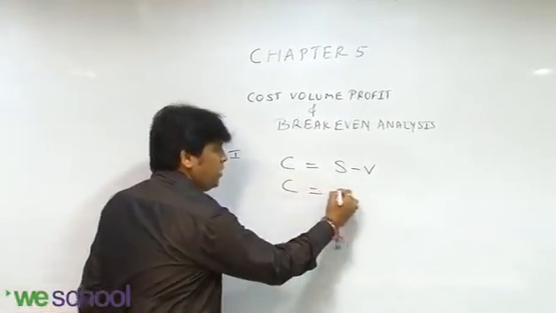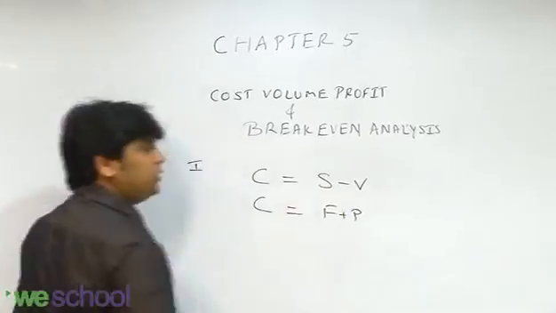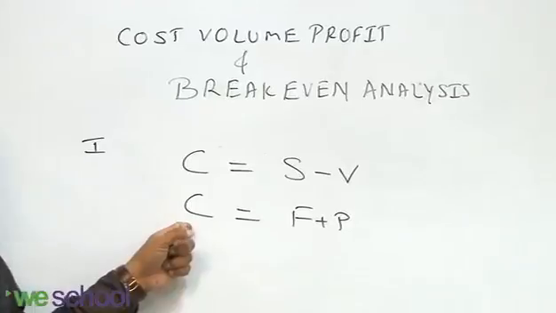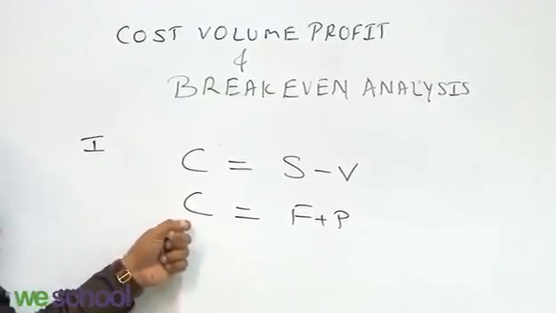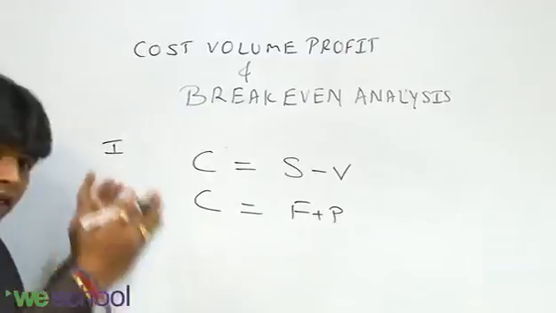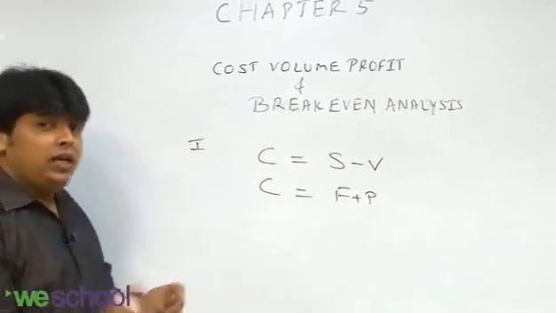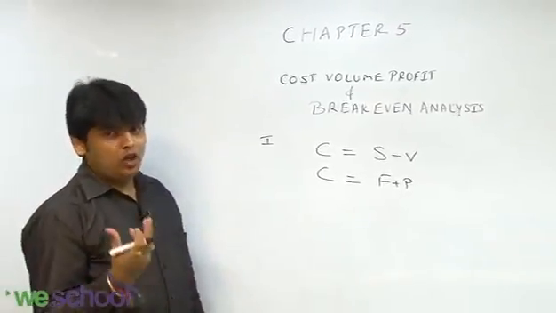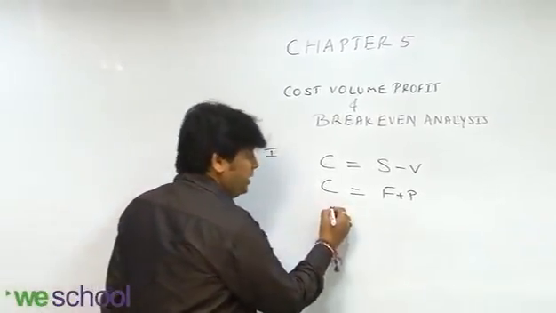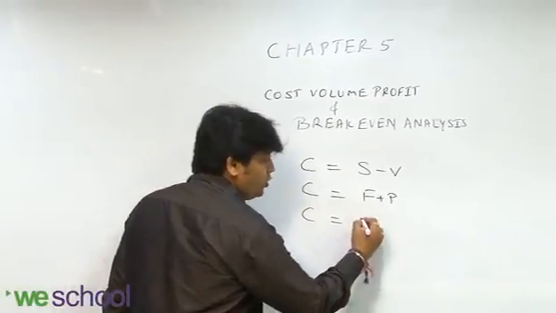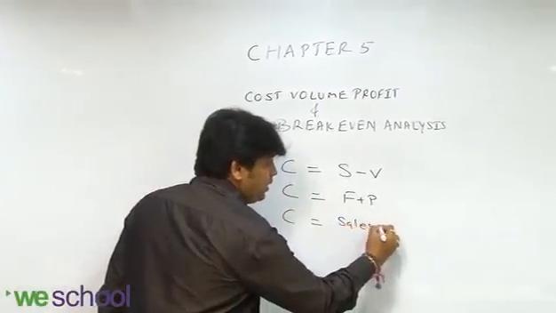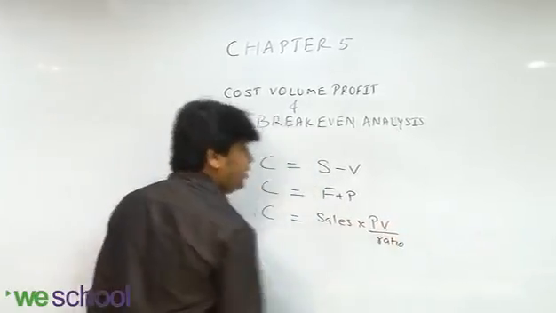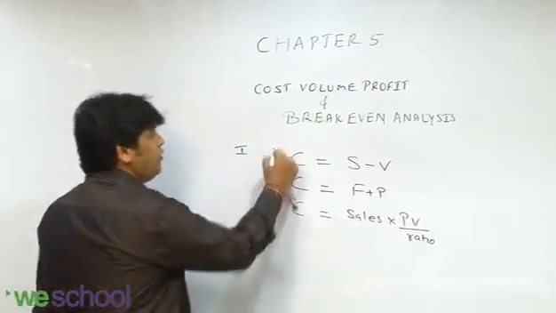Again, contribution, another formula is fixed cost plus profit. I repeat, C is not cost, it is contribution. In the previous part of this video, I made you make a cost structure, and I made it clear that I am going to use short forms. One more formula for contribution is sales into PV ratio. What is PV ratio? I will tell you. Don't worry about that.